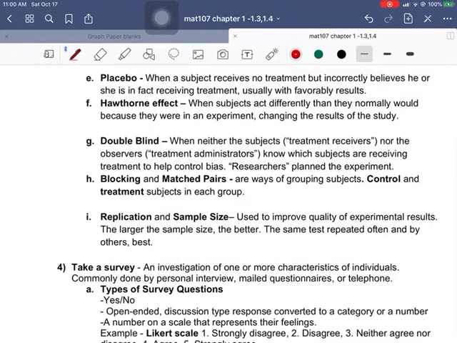Blocking and matched pairs are ways of grouping subjects, control and subjects in each group, just sort of a little more closely aligning each member in the groups. Replication and sample size are very important. Obviously, the larger size, the better.